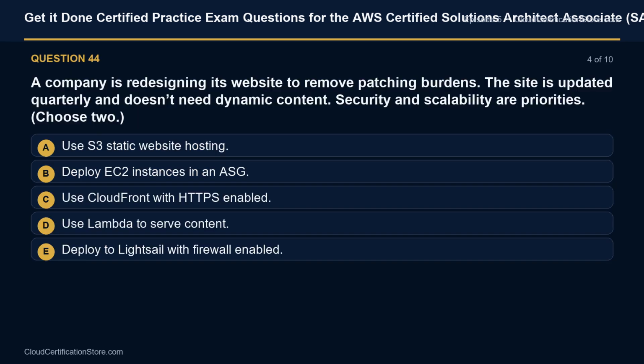Question 44. A company is redesigning its website to remove patching burdens. The site is updated quarterly and doesn't need dynamic content. Security and scalability are priorities. Choose 2. Option A. Use S3 static website hosting. Option B. Deploy EC2 instances in an ASG.